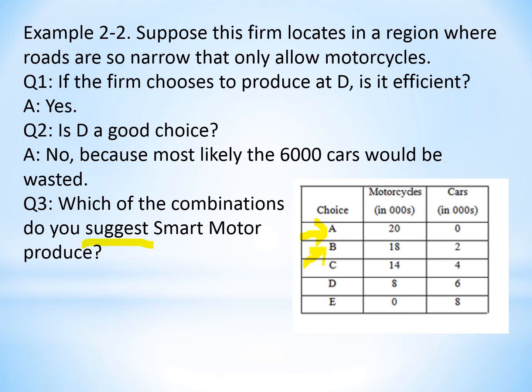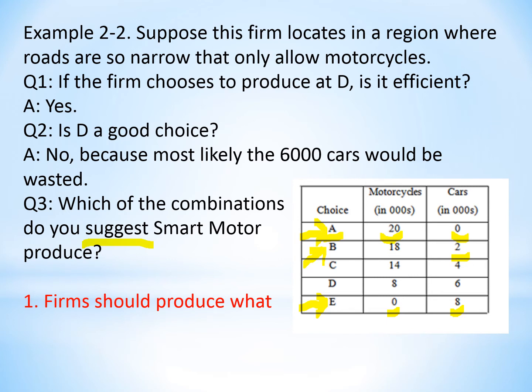So for me personally, I would say A, because you can sell them all. You don't have to worry about the car sales. However, if you say B, yeah, you can export the 2,000 cars to others, right? So I cannot say that you said it wrong. But most of the people actually all agree that they shouldn't do E, because E produces cars only, no motorcycles. Do you think so too?